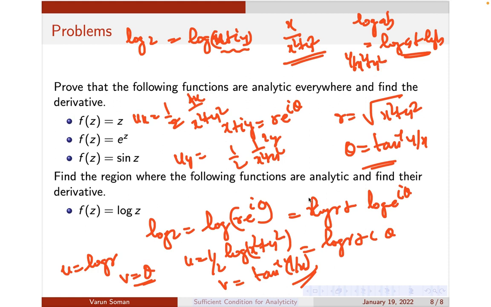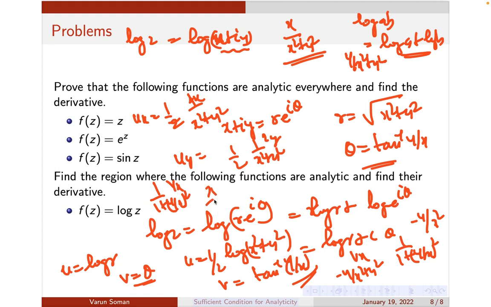Okay, and what are your vx and vy? Please check that also. Vx is actually 1 by (1 plus (y by x) the whole square), and the derivative of y by x with respect to x is minus y by x square. Simplify it, and you will get minus y by x square plus y square. Similarly, if you take vy, you will get 1 by (1 plus (y by x) the whole square) into 1 by x. When you simplify, you will get x by x square plus y square.